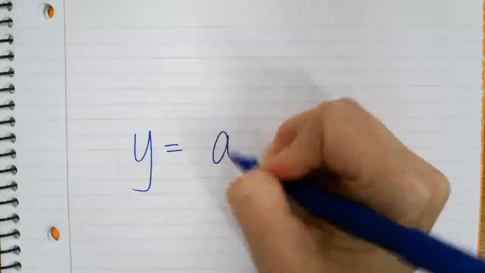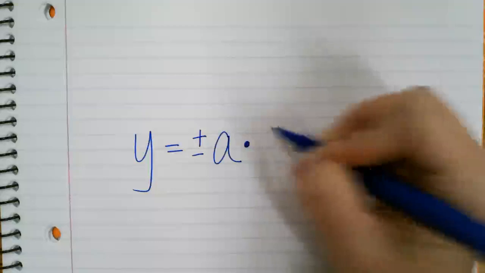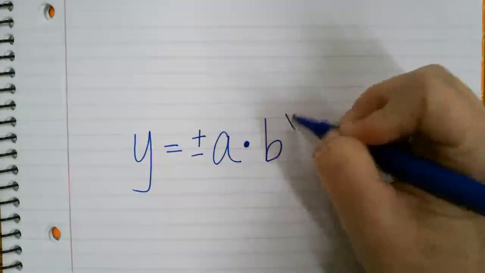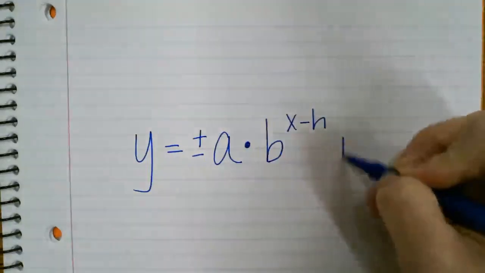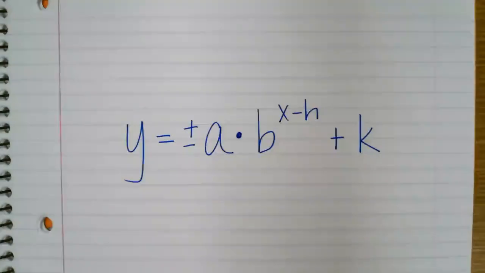I am going to show you the standard traditional form, times b to the x minus h plus k. All right, you might recognize some of this from our unit on quadratics. And I had mentioned that there's a lot of similarities here. And this is why this unit isn't going to be quite as tough, because we've already been exposed to a lot of this stuff.